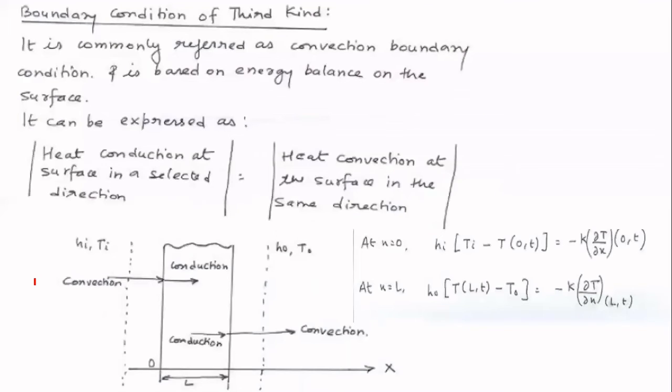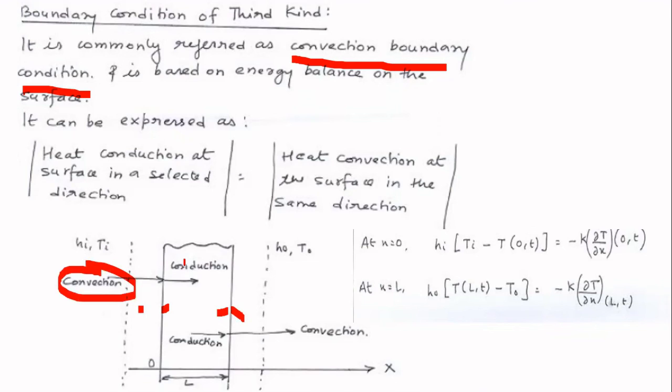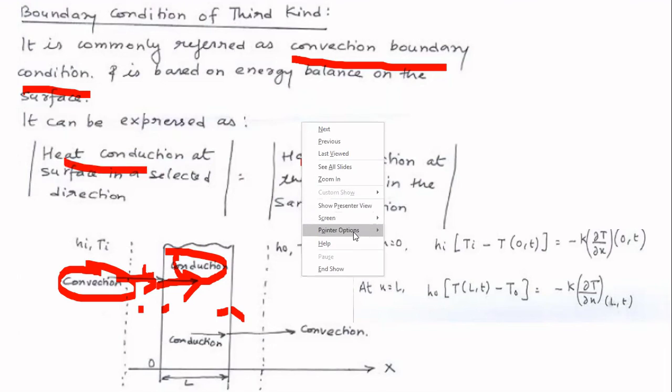We have boundary condition of third kind. For boundary condition of third kind, it is also called the convection boundary condition. As per this condition, on the surfaces, whenever a solid is in contact with a fluid, the rate of convection will be equal to the rate of conduction. Here heat is entering by the mode of convection and heat will be traveling ahead by the mode of conduction. So we can say that at that particular surface, heat conduction will be equal to heat convection.